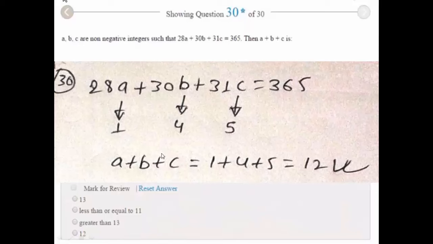So the total sum of A, B and C is 1 plus 4... it's wrong, I think so. Here it is 7. Okay, so by the solution, here it is 7, because we know in a year the months with 31 days will be 7. So 1 plus 4 plus 7 equals 12 is the answer.